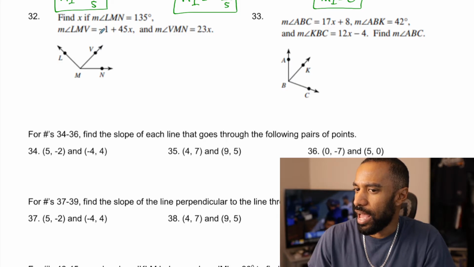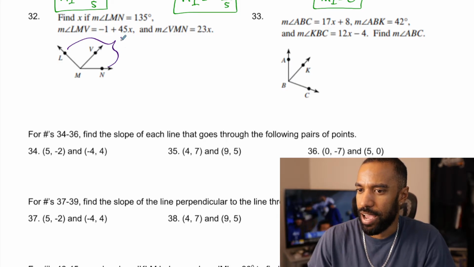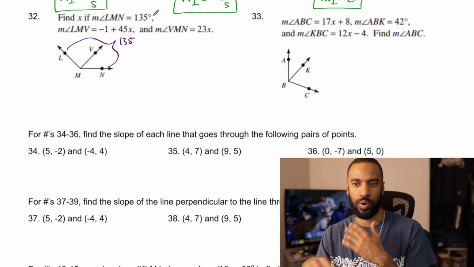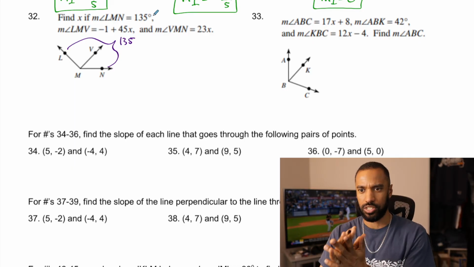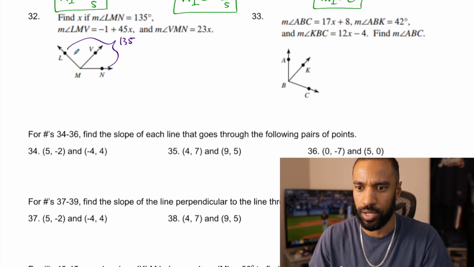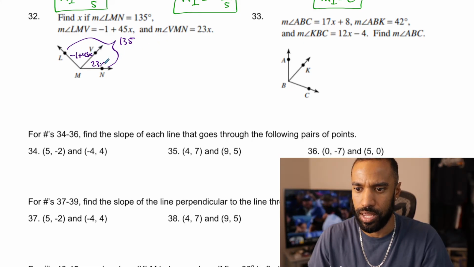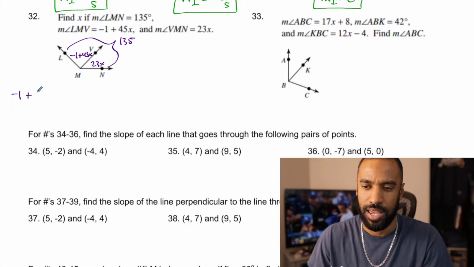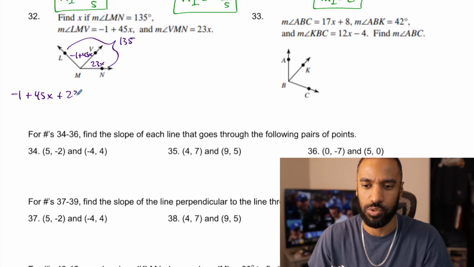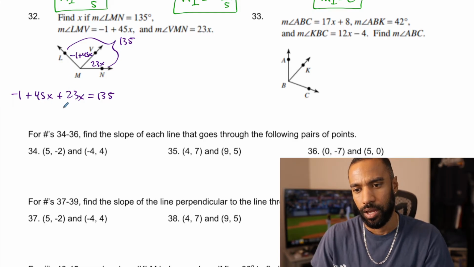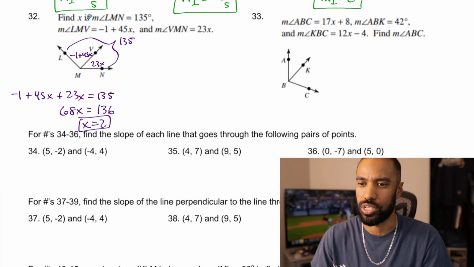Measure of angle LMN is 135. That's the whole thing. And they're not tricking you any sort of different way. You're doing the same things as before. So I'm just going to go straight into it. -1 plus 45x here and 23x here. So you add -1 plus 45x with 23x to get 135, unless it's a fraction. 68x equals 136. Doesn't look it. Looks like x equals 2. Just had to find x.